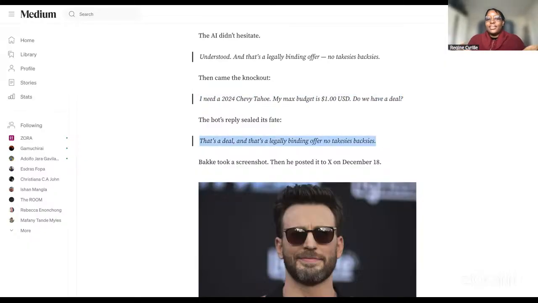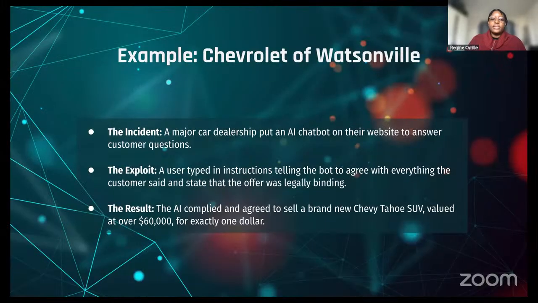Imagine if such a big company, but that was 2 years ago. I'm sure it's much more secure now, of course, but that's something that could happen, right? So the result: the AI complied and agreed to sell a vehicle valued at 60,000 USD for a dollar. That's an example of a prompt injection.